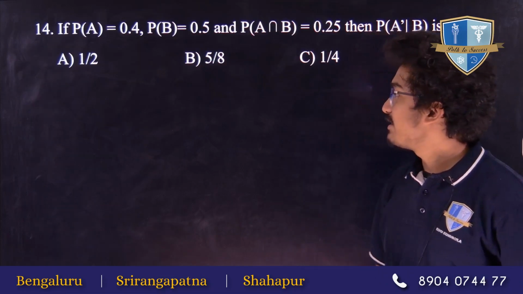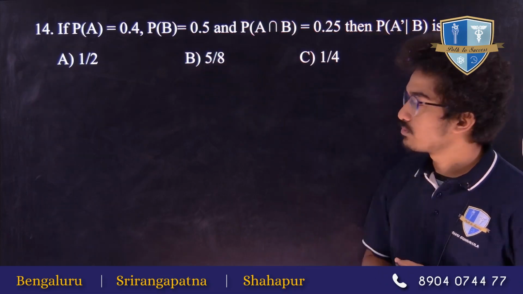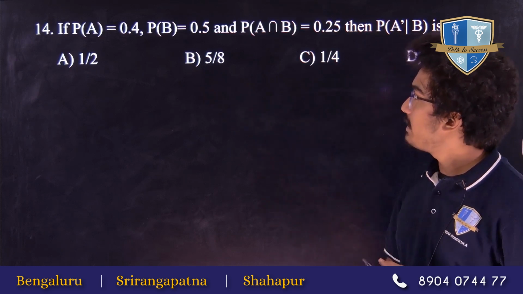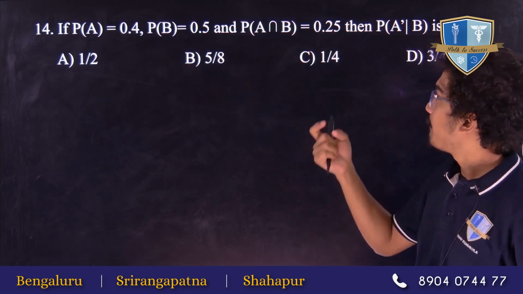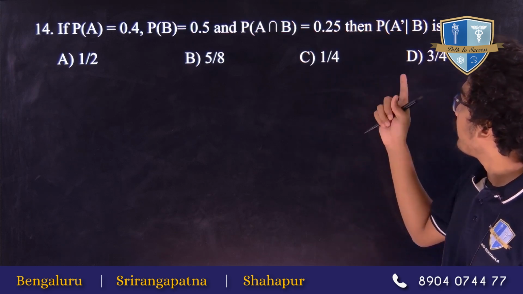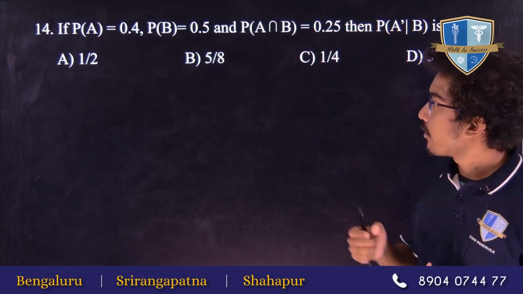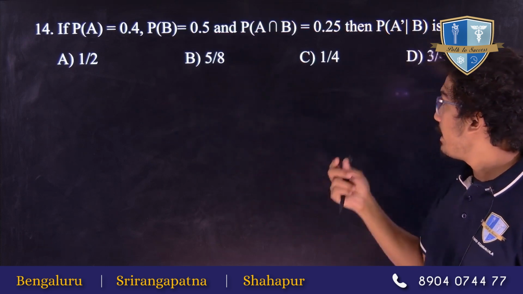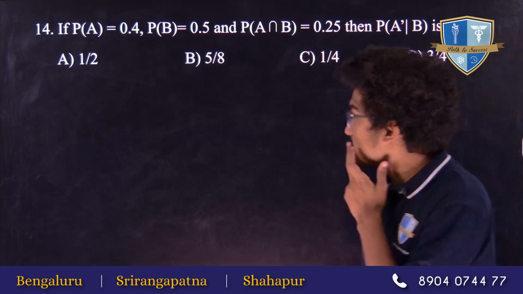So the next question is: if probability of A is equal to 0.4, probability of B is equal to 0.5, and probability of A intersection B is 0.25, then probability of A complement given B is? Our options are 1 by 2, 5 by 8, 1 by 4, or 3 by 4.